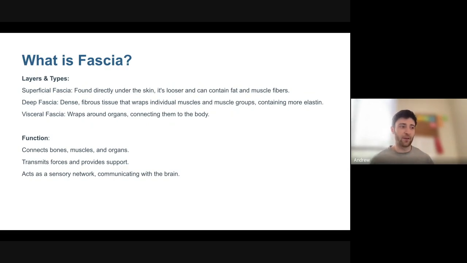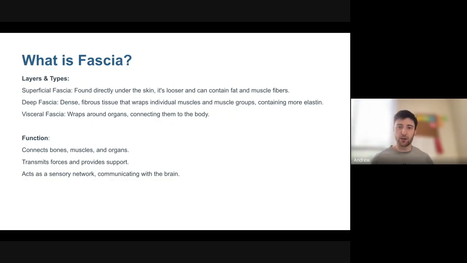It's very dense, it's very fibrous, and this is helping you accept load. But you can imagine how this is a non-contractile tissue. That means it doesn't contract voluntarily. It does accept load, it does get elongated, and it can be shortened, but it doesn't contract on its own. It's there to help the muscles do their job. And basically it's there to help provide you, again, structure so you can do the motion that you want to do. There's also visceral fascia, which is not really in the realm of what I'm talking about today, but that just wraps around organs and helps connect them to the body. But again, the function is it helps connect bones, muscles, and organs, and helps transmit forces and provide support.